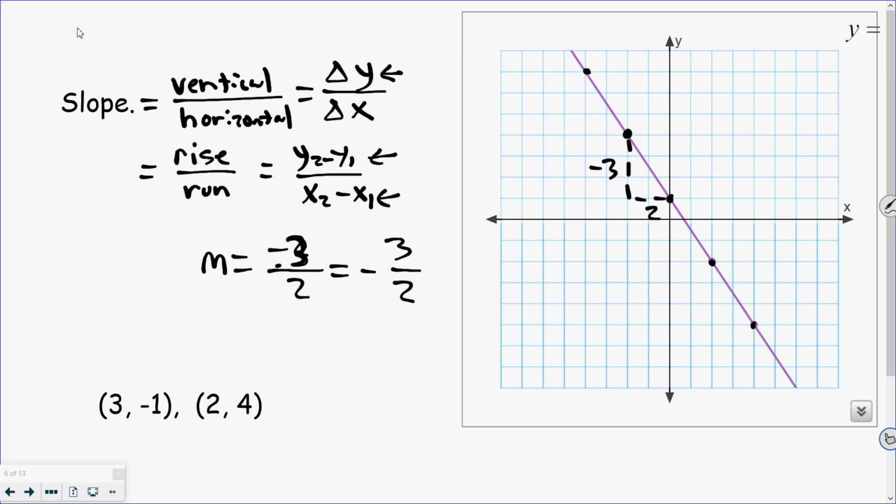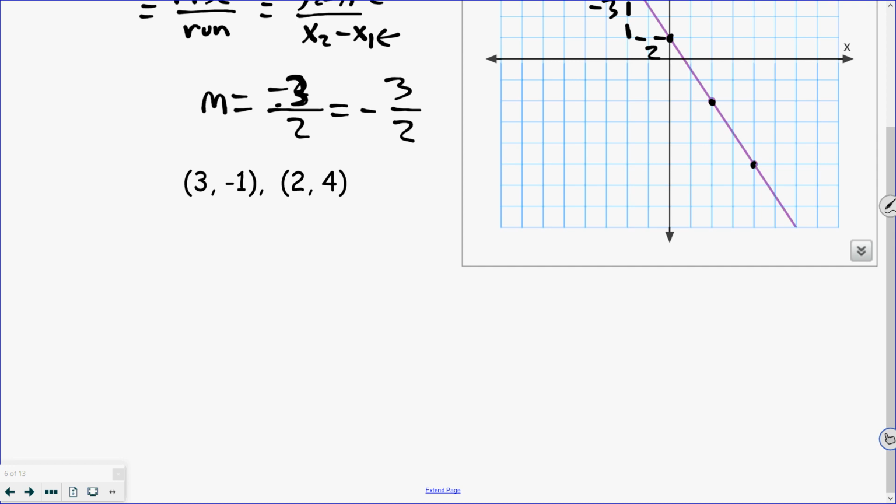You'll also be asked to find the slope of the line given 2 points. So let's say I have these 2 points right here. I want to find the slope of the line that passes through the points (3, negative 1) and (2, 4). Well, we can use our slope formula for that. Our slope formula is subtract the y's on top, subtract the x's on the bottom.